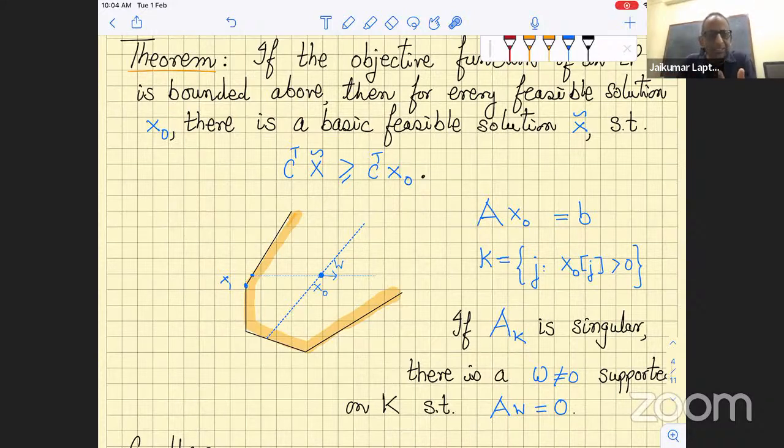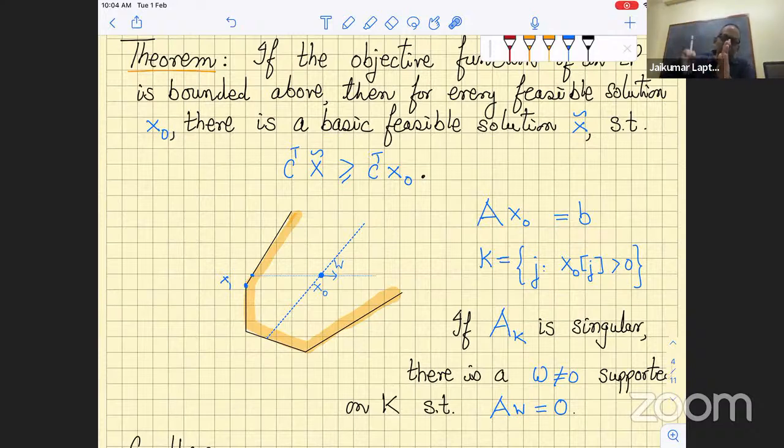So look at the positions where x0 has positive values. If those columns are linearly independent, then you can just augment it with more columns so that it becomes full rank, and then you will be left with a square matrix. And with respect to that square matrix, which we can now call B, x0 itself will be a basic feasible solution. But that's a very happy and lucky situation where the initial feasible solution that you have been given already turns out to be basic. But suppose that was not the case.